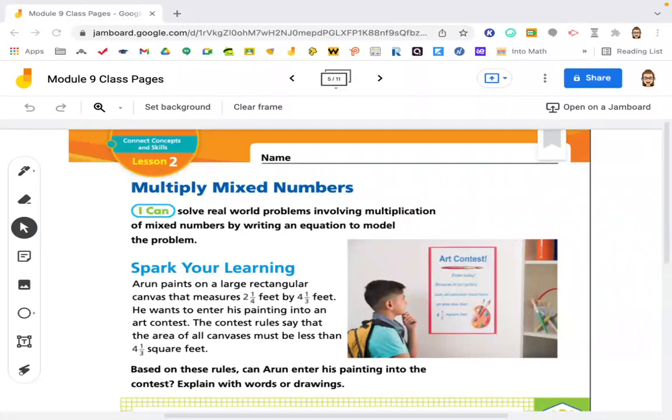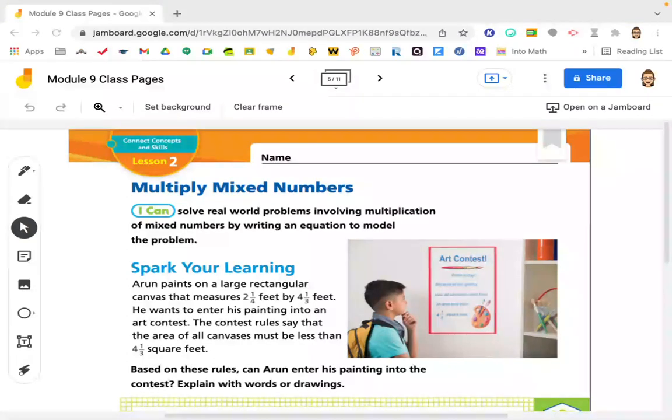Hello, mathematicians. Today we are looking at Module 9, Lesson 2, which is about multiplying mixed numbers. Hopefully, by the end of this lesson, you'll be able to solve real world problems involving multiplication of mixed numbers by writing an equation to model the problem.